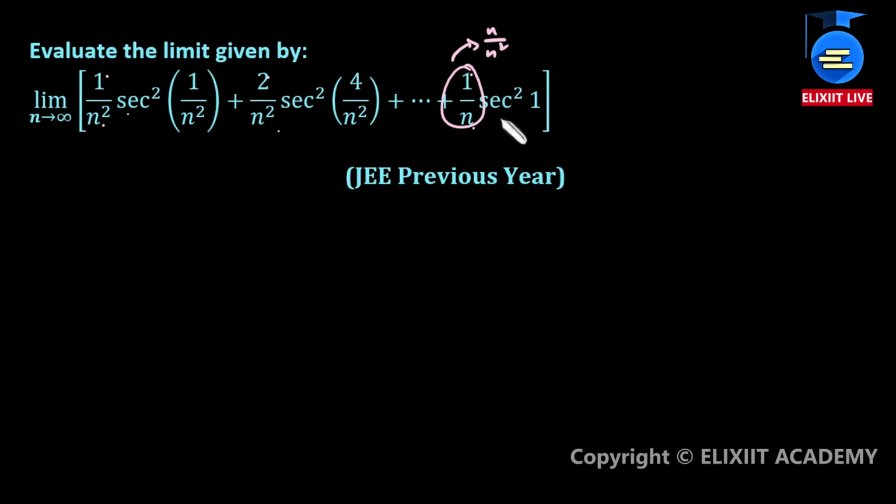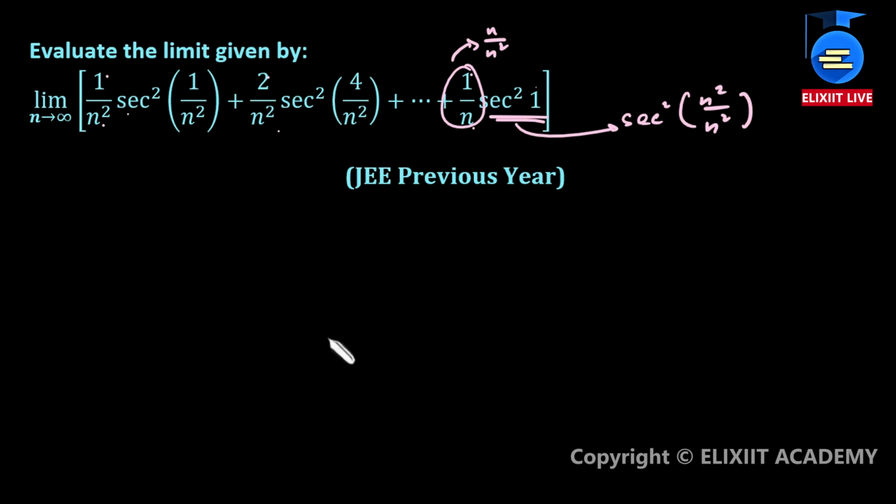So basically, what is this last term actually? This sec square 1 is basically sec square n square by n square, because this 1 by n square is nothing but 1 square by n square. This is 2 square by n square. So obviously the last term will be n square by n square. That is why they are getting 1 over here. So this is sec square n square by n square.